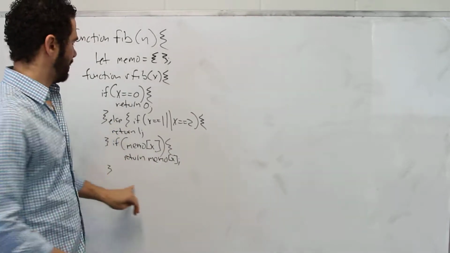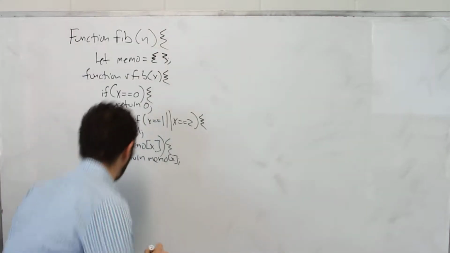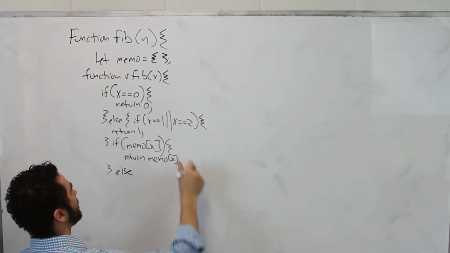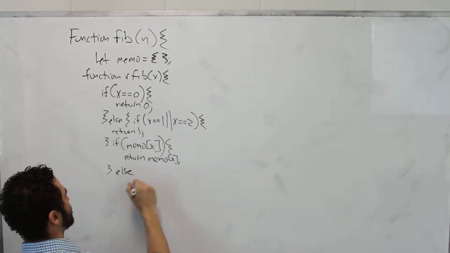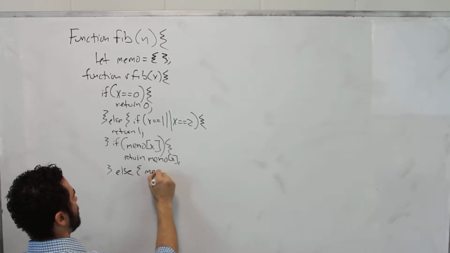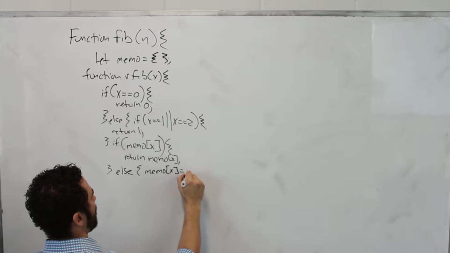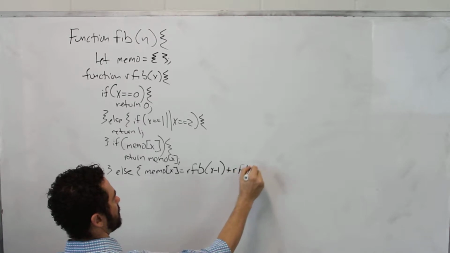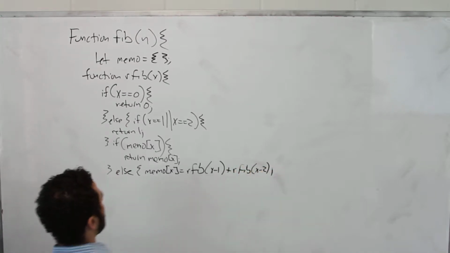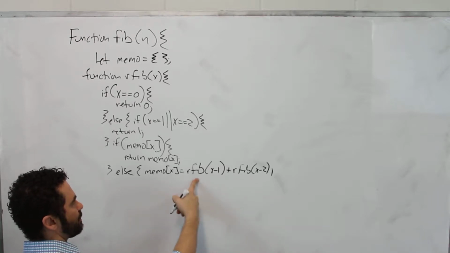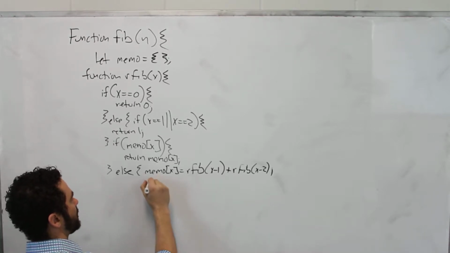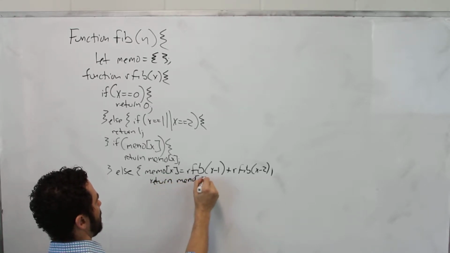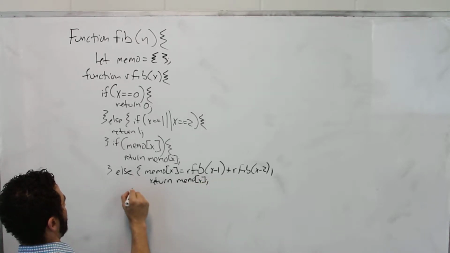Close out of this. And this is where we get into our recursive calls. So we're going to say else. And then we're going to put the results of our recursion inside of our empty memo dictionary. So else, memo of x is equal to rfib x minus 1 plus rfib x minus 2. And then once we have these results stored into our memo, we're going to return memo of x, close out of this.